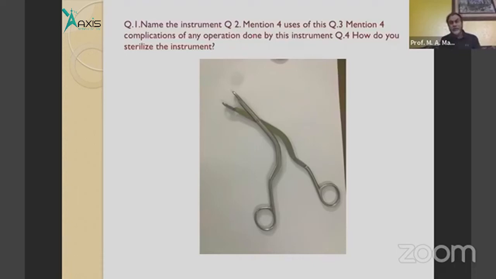One is your intranasal polypectomy operation. Number 2, tonsillectomy operation. Number 3 is your septoplasty operation or SMR operation. Number 4, as I said, you can also use it as a punch biopsy forceps in other procedures. These are the 4 indications. Now, how do you sterilize the instrument? Again, I said the simple rule is boiling or autoclave.